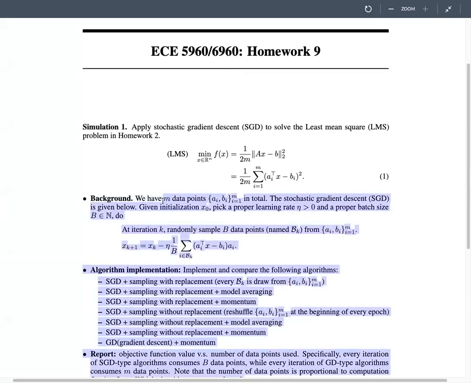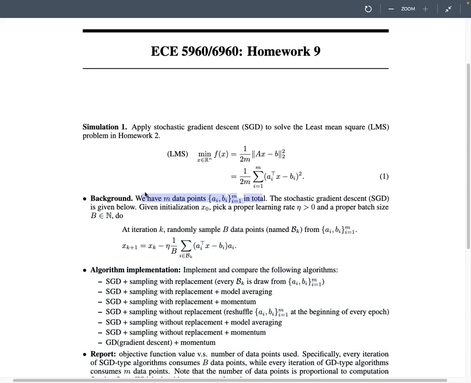So here we have m data points in total, right? When you construct this least mean square problem, you essentially generated m data points. For example, this m could be 1,000. You can do 10,000 if you like, because here, really the SGD can handle extreme scale problems.